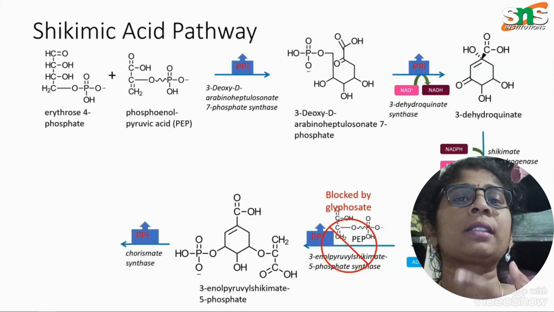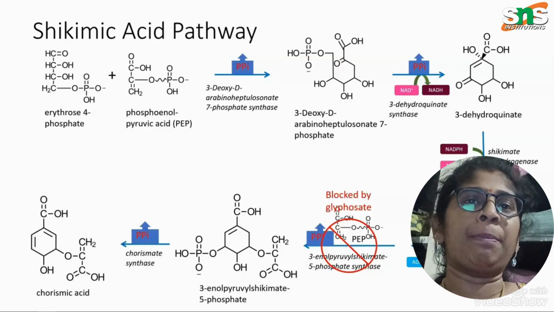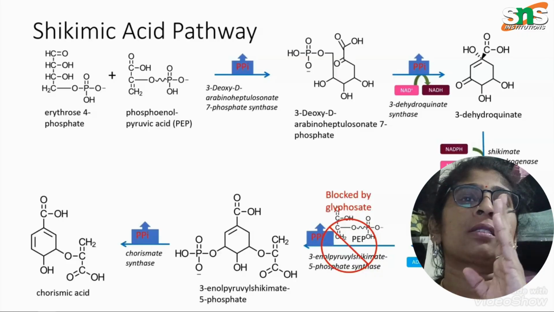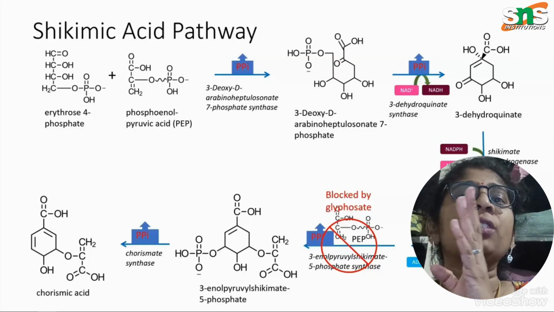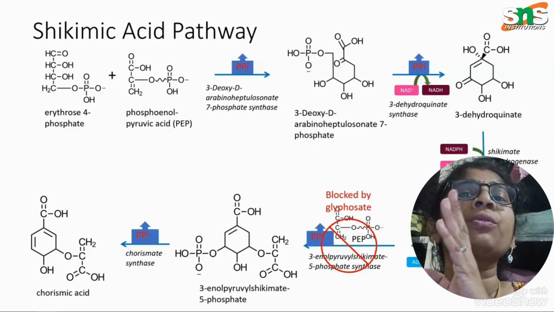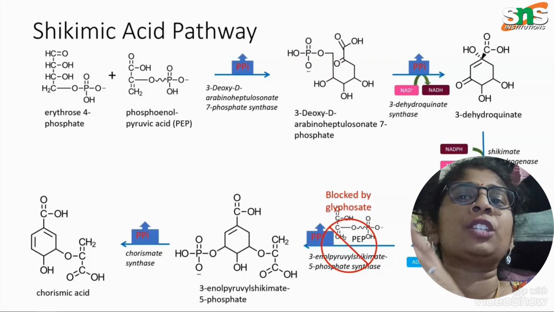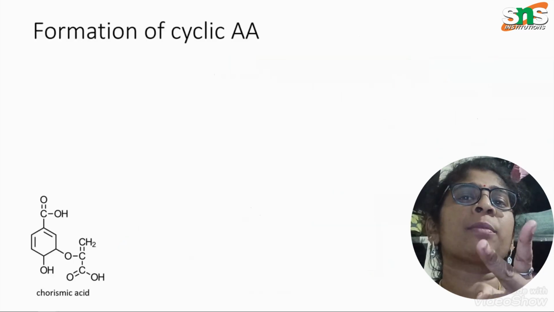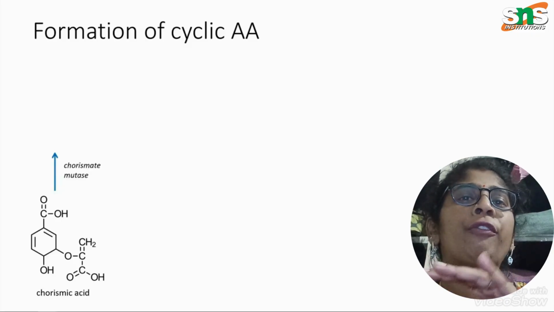Let's summarize all those steps in an easy flow. PEP plus E4P react to give DAHP, then DHQ, then DHS, which converts to shikimic acid, then to shikimate 3-phosphate, then to EPSP, and finally to chorismic acid. So remember, chorismic acid is the key intermediate from which phenylalanine, tyrosine and tryptophan are formed.